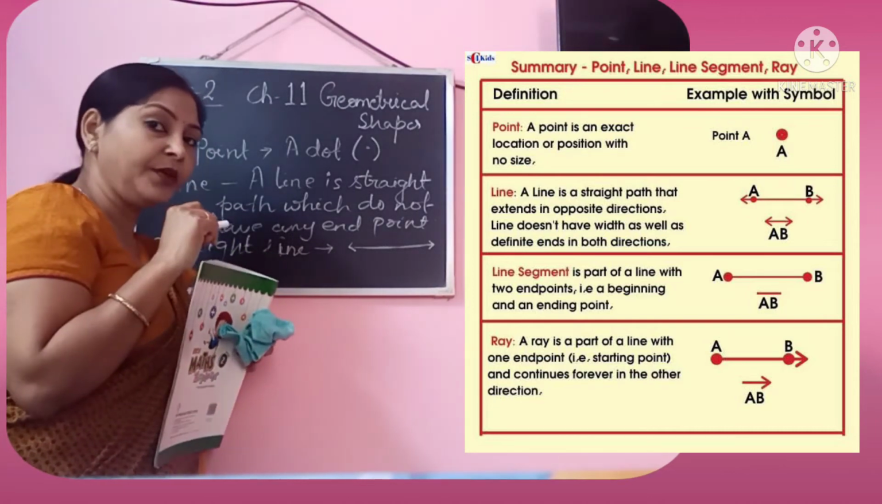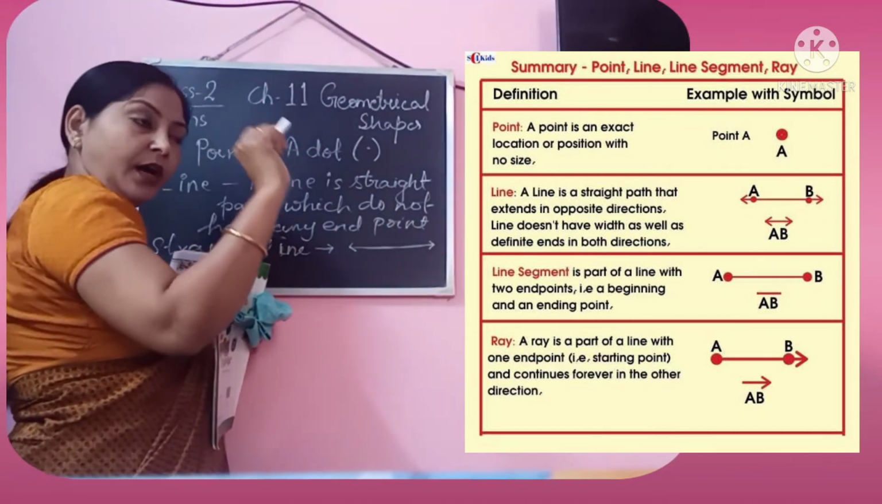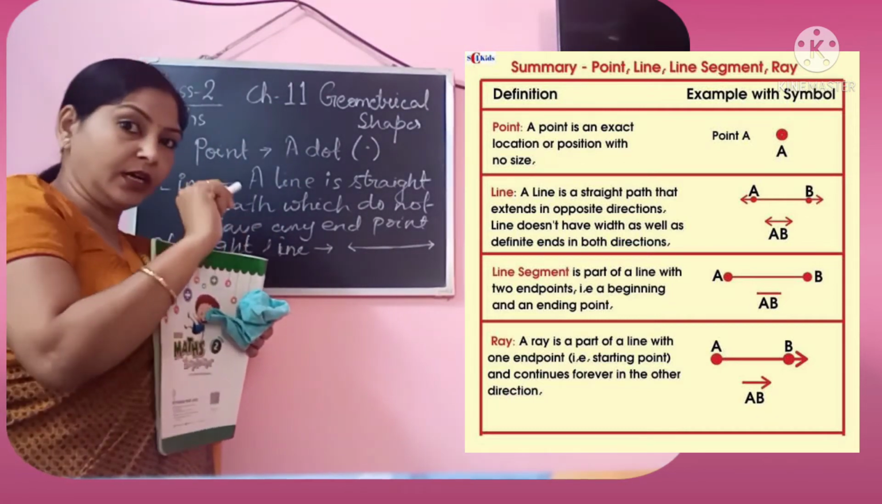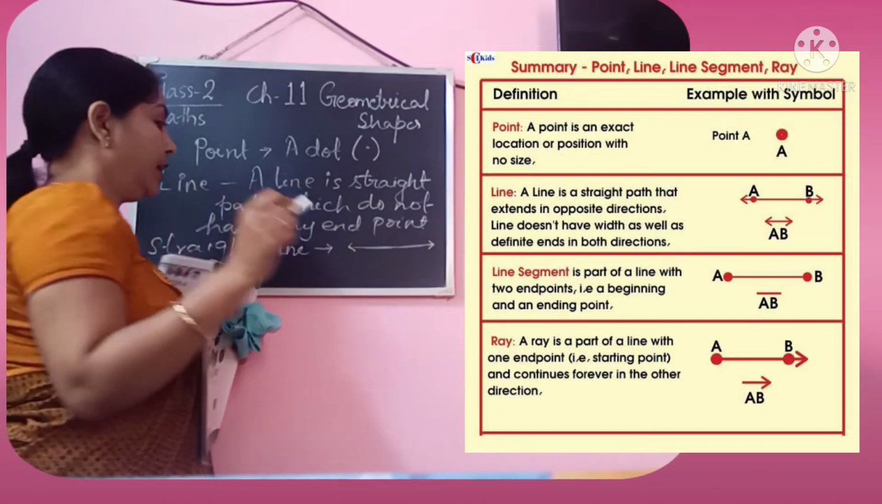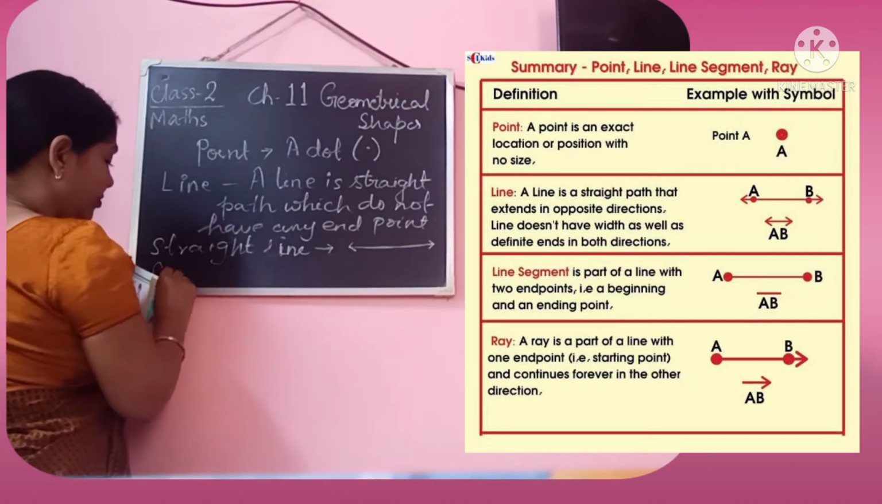And how do we make a straight line? When these points are in one alignment, then we call it a straight line. Now in the line we have curved line also. Curved.